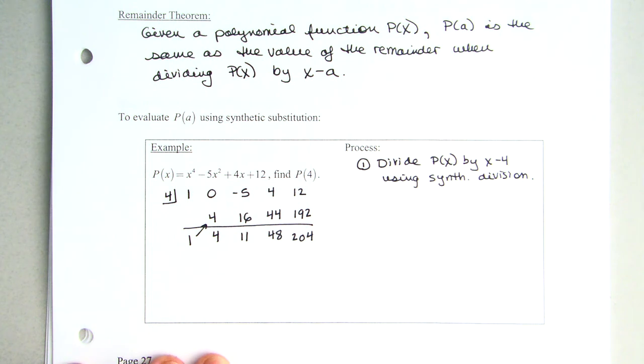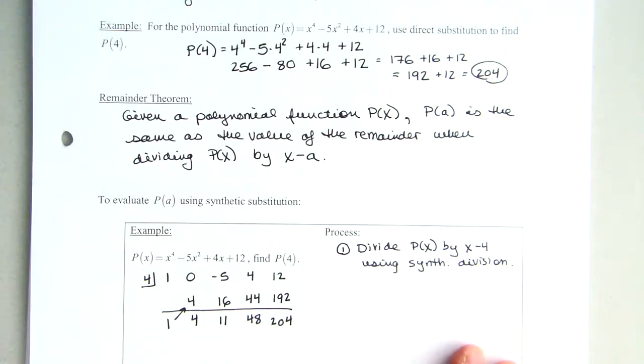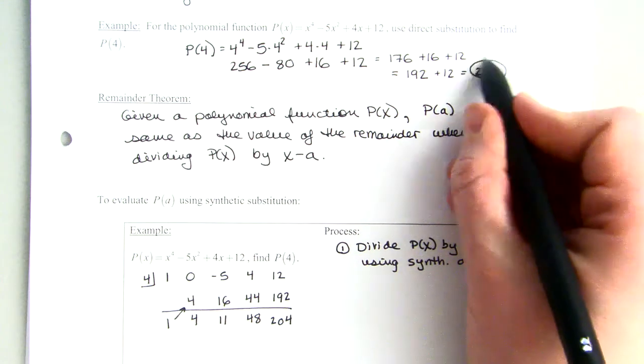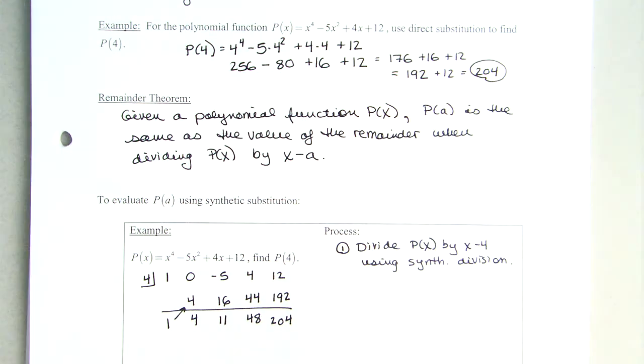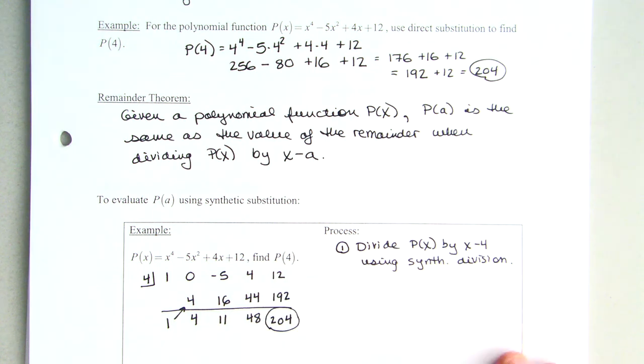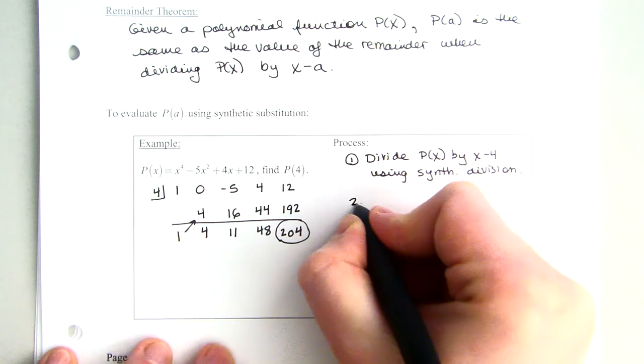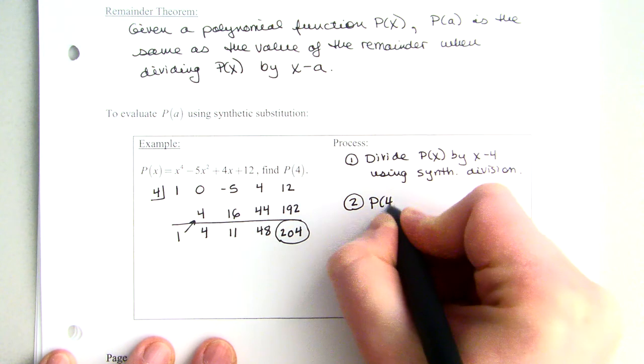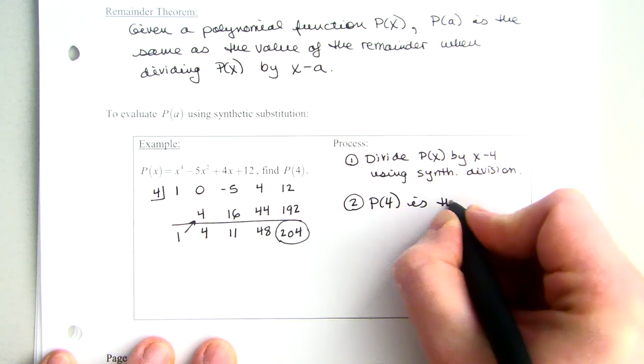Oh my goodness. That remainder, it's the same thing we got when we plugged in directly. That's what our remainder theorem tells us. This remainder is the value of p of 4. P of 4 is the value of the remainder.